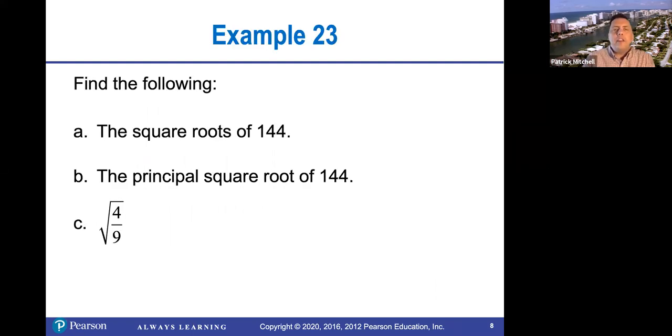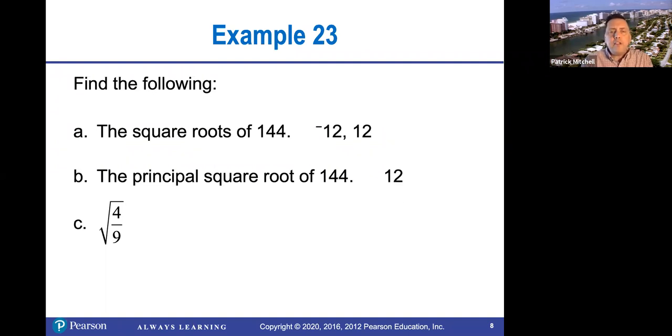All right, so in this example, we're first going to find the square roots of 144. So a square root is any number whose square is 144. So there would be two numbers that do that. Those would be 12 and -12. However, the principal square root of 144 would just be 12.